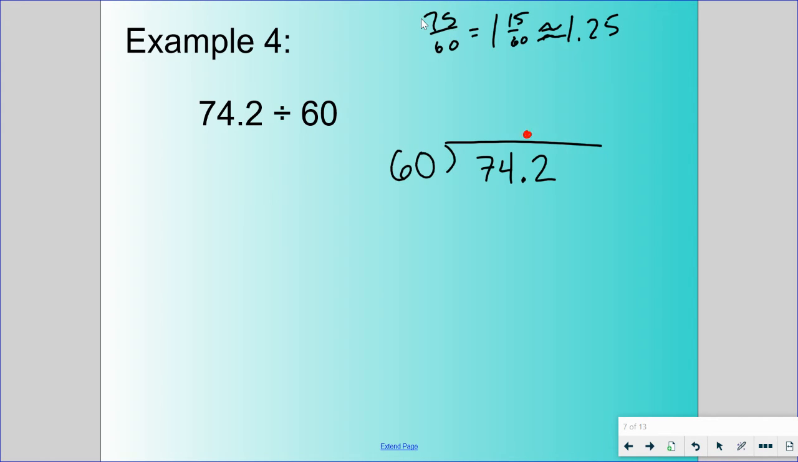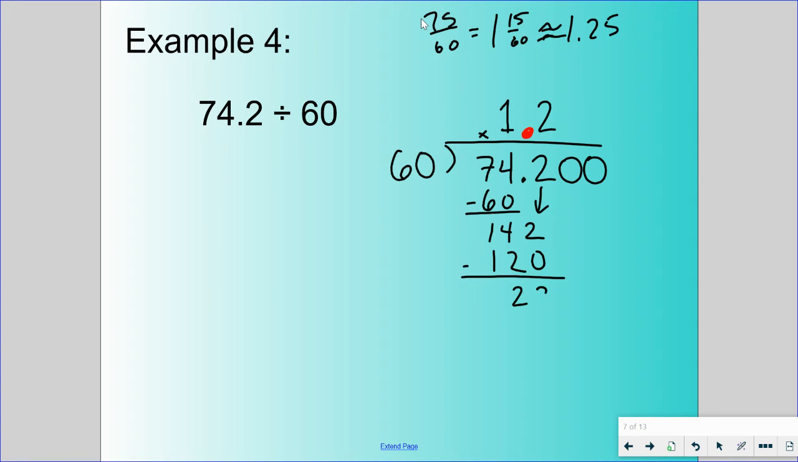74 wholes and 2/10 divided into 60 parts. Put your decimal up. And in this case, no, you can't divide the tens. You only have 7 tens. You can't divide that into 60 parts. You can divide 74 ones into 60 parts with 14 left over. Bring a 2 down. Now remember, you can add as many place values as you want as long as your decimal is up and you're not changing the place values, you're not changing the problem. Now 2 60s makes 120, leaving us with 22.